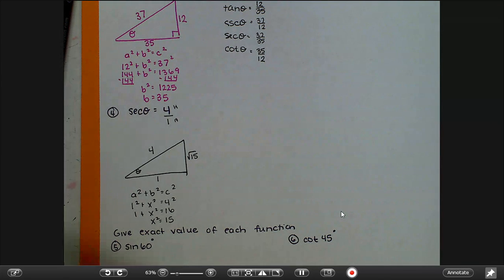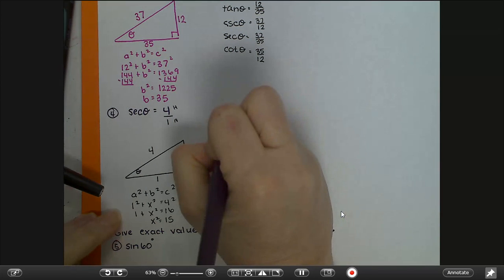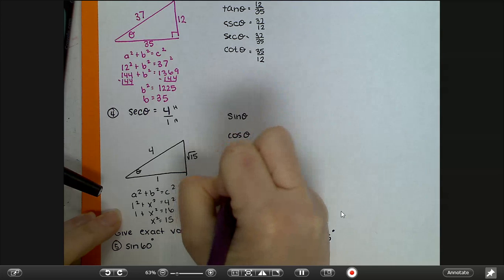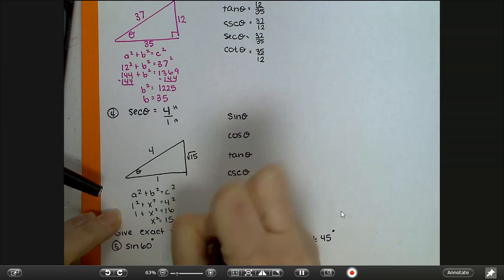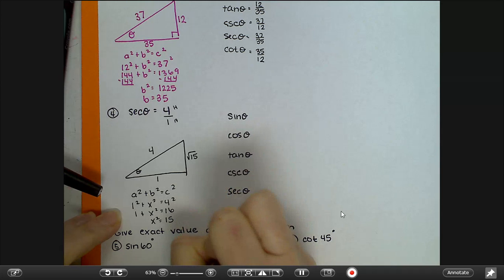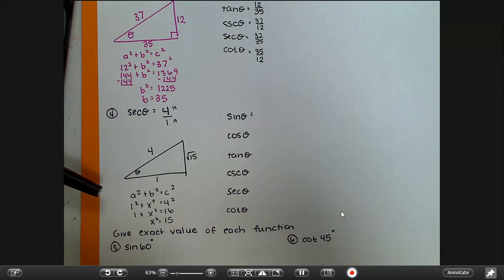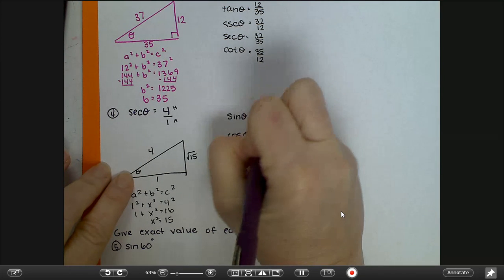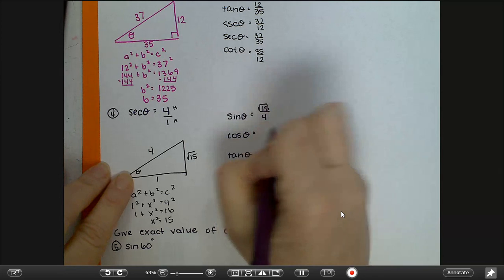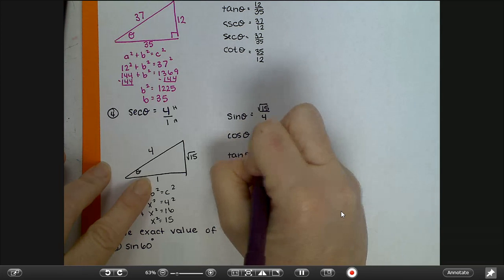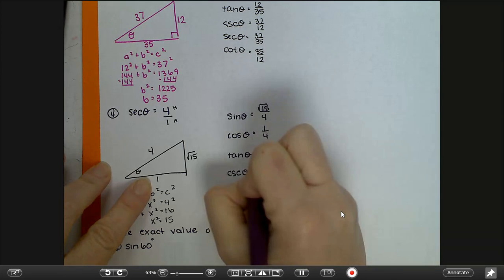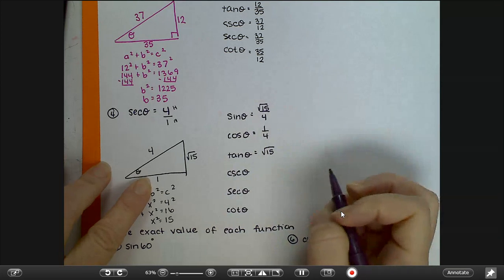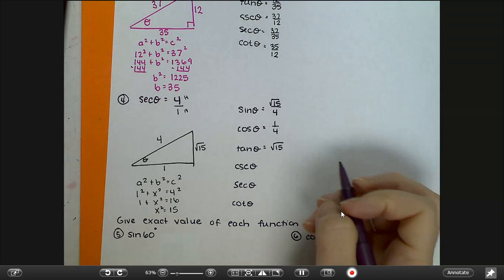All right, let's go through. Hopefully you've already done this and you're just here checking your answers. Sine, cosine, tangent, cosecant, secant, cotangent. All right, so sine is the square root of 15 over 4, opposite over hypotenuse. Cosine is adjacent over hypotenuse, 1/4. Tangent is opposite over adjacent, root 15 over 1, but I'm not writing the 1 because we don't need to.